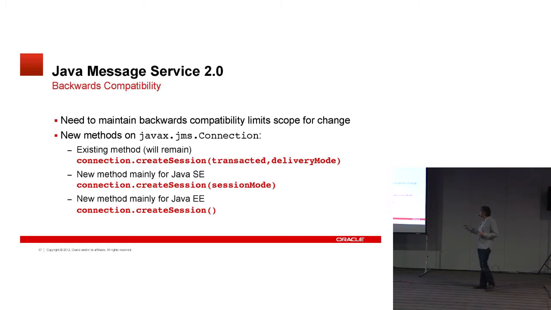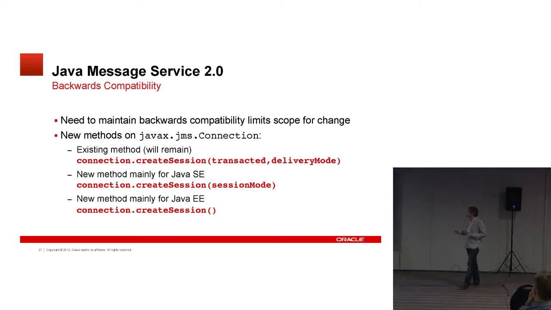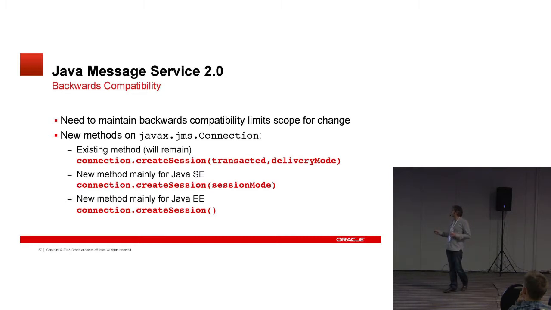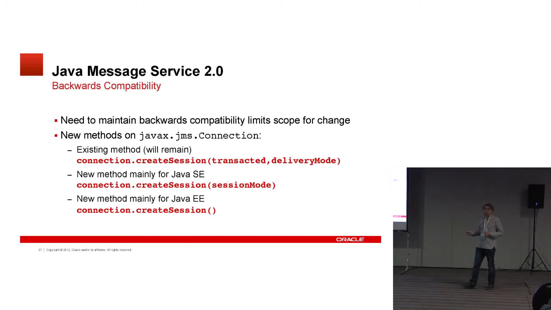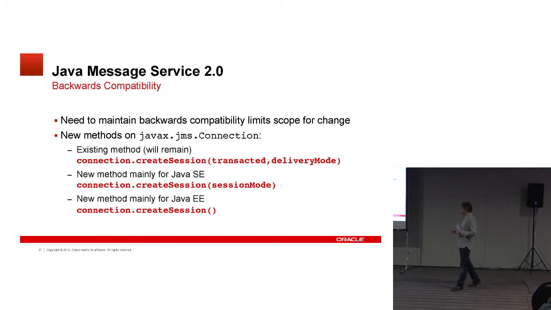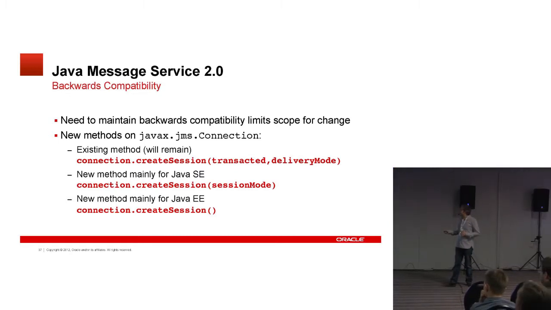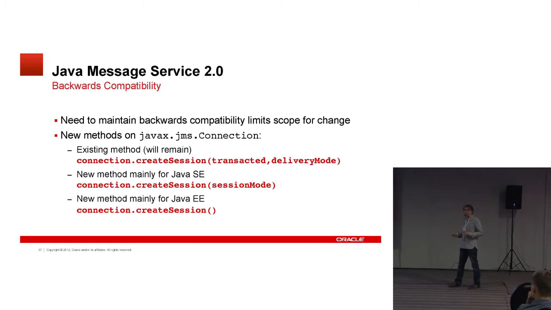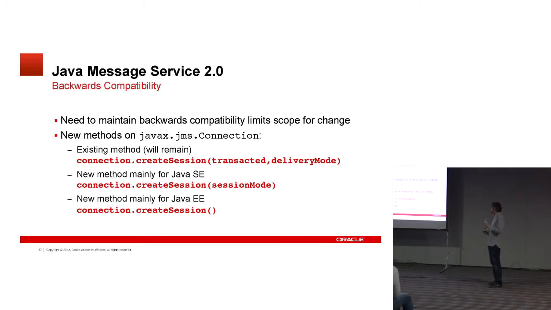If we look at the connection createSession method, we now have three signatures. The first one is the classic API, the old createSession with these two misleading parameters. We have a new one for Java SE. And finally, we have a new one for Java EE, createSession without any arguments. So removing unused arguments is one way to simplify an API, one easy way, I would say.